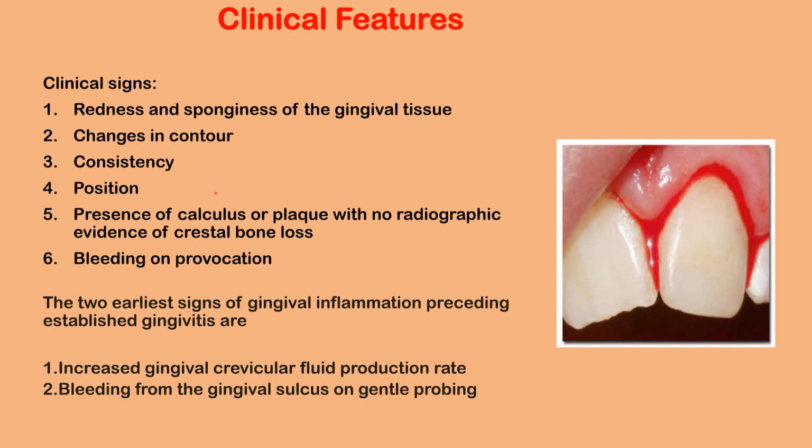Coming to the clinical features of gingivitis, the clinical signs include redness and sponginess of the gingival tissue, changes in contour, consistency, and position, presence of calculus or plaque with no radiographic evidence of crestal bone loss, and bleeding on provocation. The two earliest signs of gingival inflammation preceding established gingivitis are increased gingival crevicular fluid production rate and bleeding from the gingival sulcus on gentle probing.